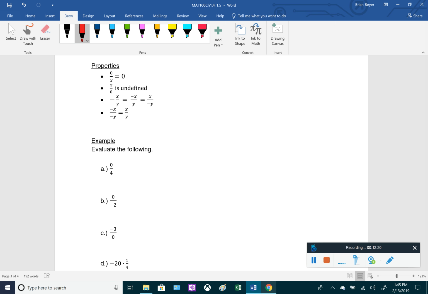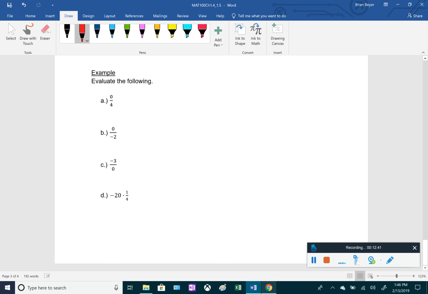And for the negatives, a negative x over y is the same as putting the negative in the numerator or the denominator. They all mean the same thing. Usually you're going to want to put it out front though, or in the numerator. You don't really put it in the denominator that often. And if we divide a negative by a negative, that equals a positive.